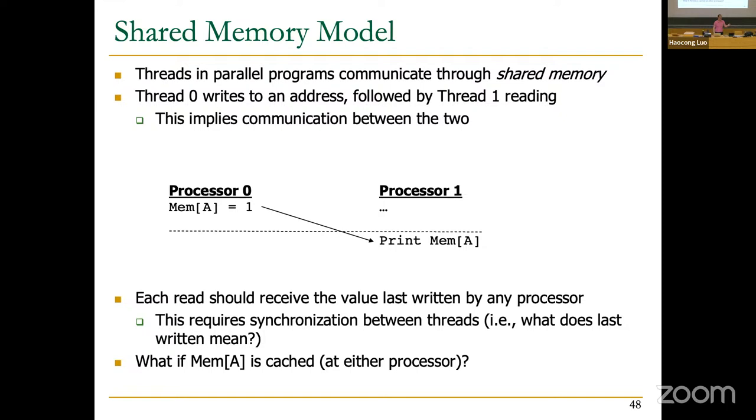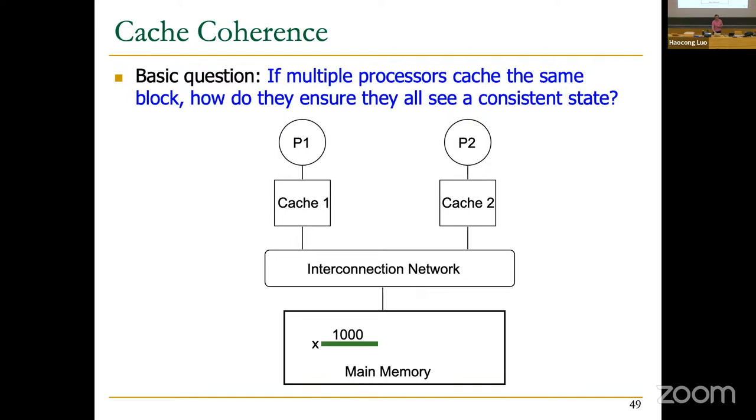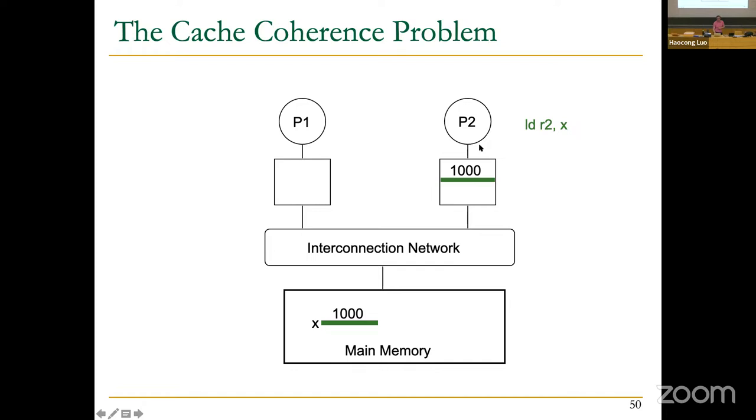So the basic question is, if multiple processors cache the same block, same cache block, how do they ensure that they all see a consistent state for that particular cache block, right? So we have two processors over here, processor one, processor two. They have private caches, cache one and cache two. And there's some network through which they communicate to main memory. And we're going to look at this particular cache block X, whose value is initially 1000, right? So let's take a look at what these processors do. Let's say processor two loads X into some register, or part of X into some register. Let's say the value it loads is 1000. That's nice. X gets cached.